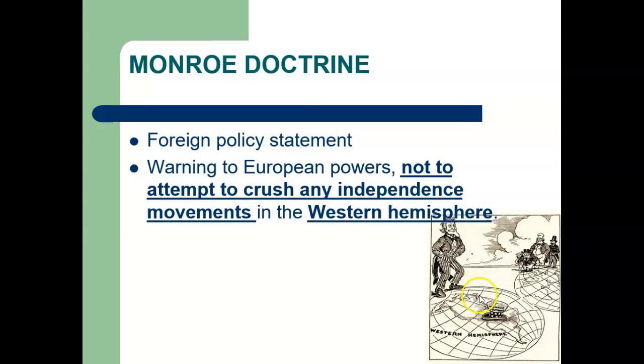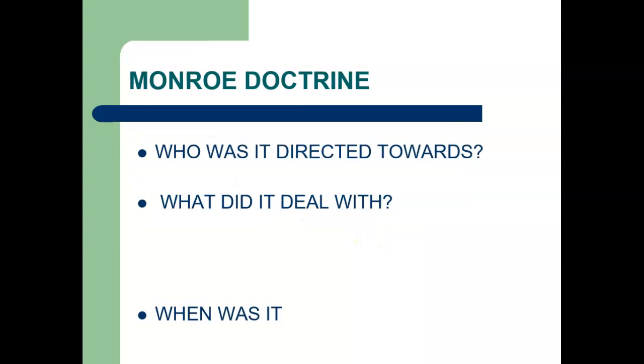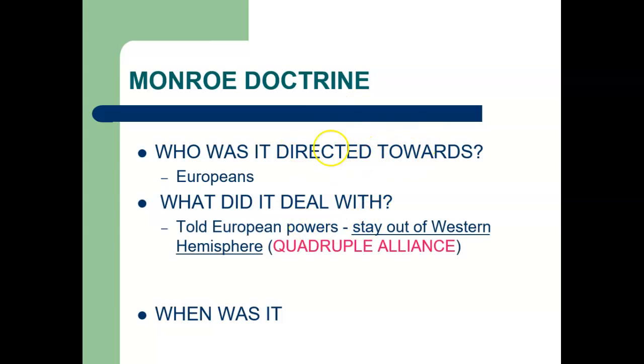Just like we had done in the 1780s, they're doing in the early 1800s. And what we said was, hey, don't come over here with your large armies and try and crush that. Let them go. It was a pretty bold statement by the Americans. So it's directed towards Europeans, and it dealt with, more specifically, the Western Hemisphere.